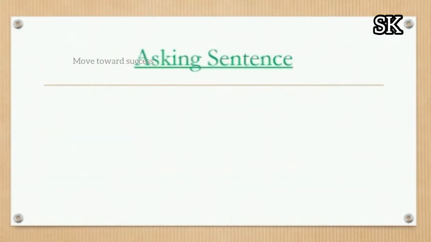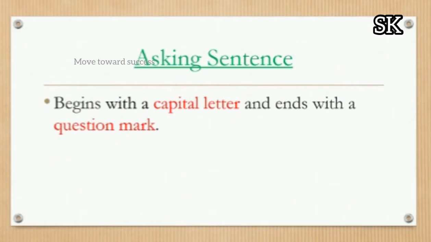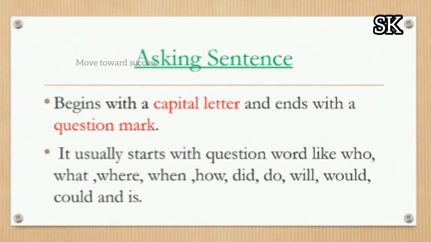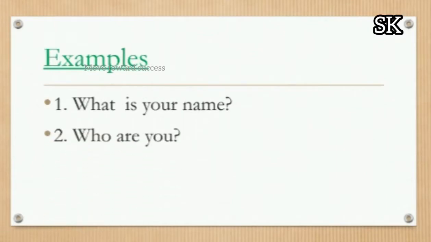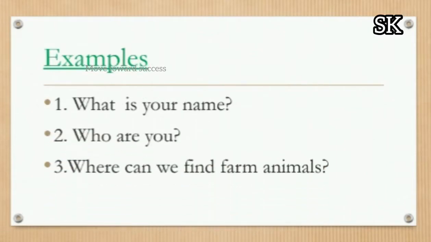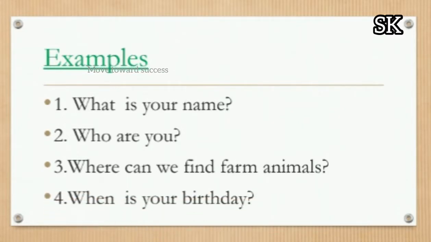Asking sentence. It begins with the capital letter and ends with the question mark. It usually starts with question words like who, what, where, when, how, did, do, will, would, could, and is. For example, what is your name? Who are you? Where can we find farm animals? When is your birthday?